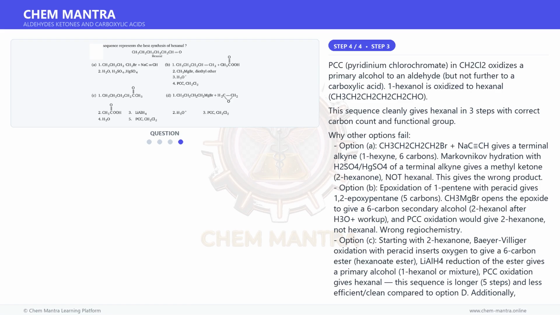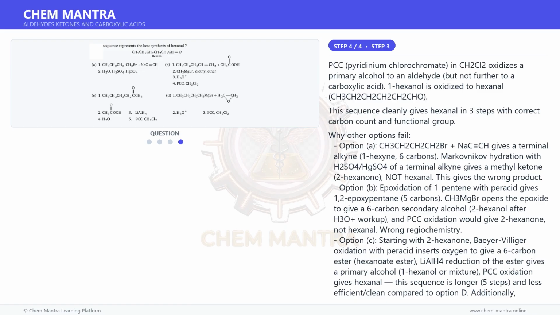Why other options fail? Option A, CH3CH2CH2CH2Br plus NaCCH gives a terminal alkyne, 1-hexyne, 6 carbons. Markovnikov hydration with H2SO4, HgSO4 of a terminal alkyne gives a methyl ketone, 2-hexanone, not hexanal. This gives the wrong product.